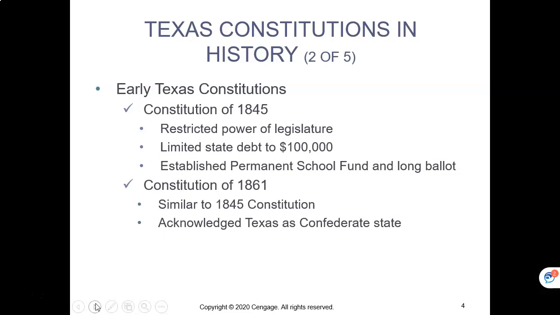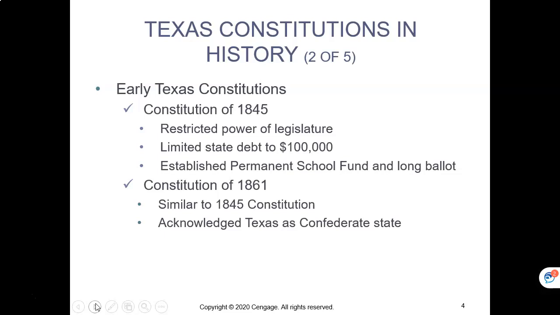Some significant provisions in that constitution when Texas became a part of the United States of America: they restricted the power of the legislature. They put in there some things that the legislature had to do and some things that the legislature couldn't do. State debt was limited to $100,000. The state could not borrow more than $100,000. I don't know how much that is in today's dollars, but they put a limit on the amount of debt that the state could carry.